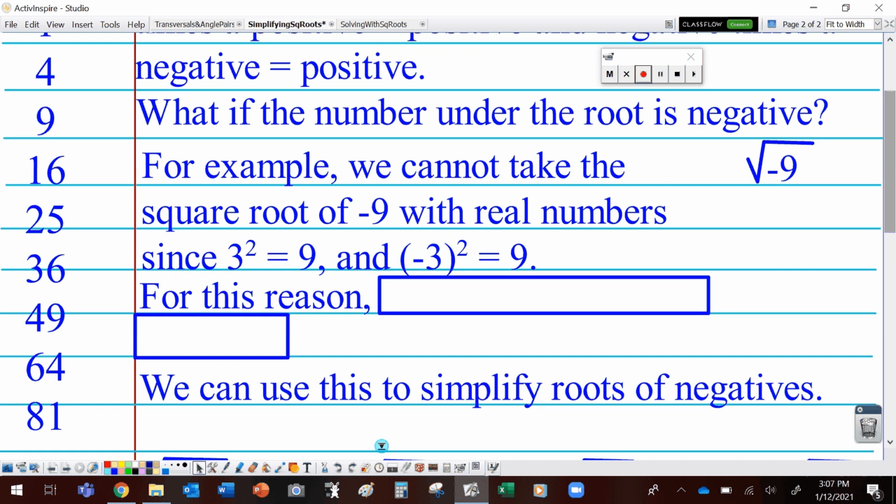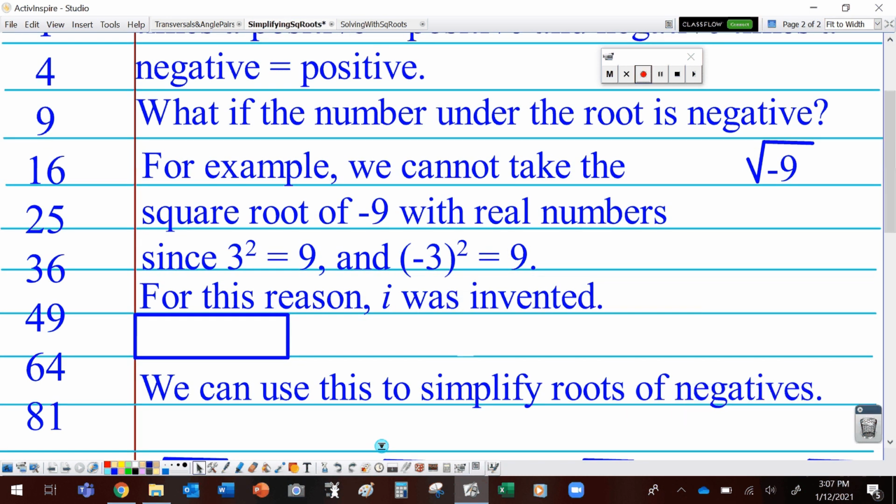So for this reason, i was invented. Now I'm not talking about me, Mr. Henning, your teacher, I'm talking about the number i. Someone made up this number, i, and they said, let i equal the square root of negative 1.